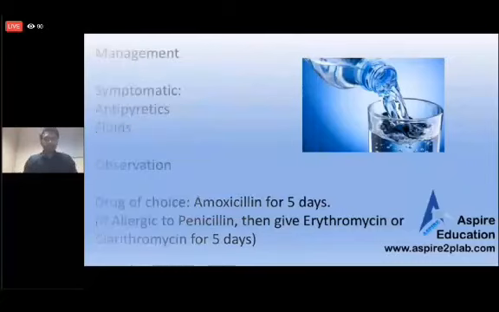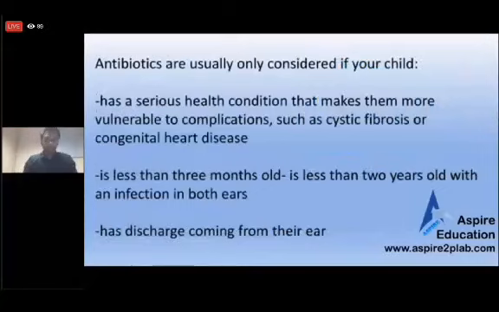Okay, so antibiotics are usually considered only if your child has a serious health condition, or if the child is less than 3 months old, or if there is bilateral otitis media, or if there is any discharge coming from the ear. So if none of these symptoms are there, you don't have to be bothered. It is a self-limiting condition. You just send the baby home and ask the mother to observe for any of these symptoms which you're seeing on the screen now.